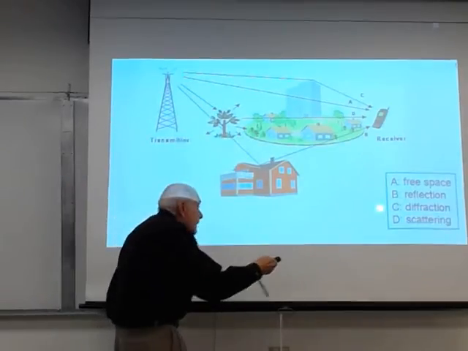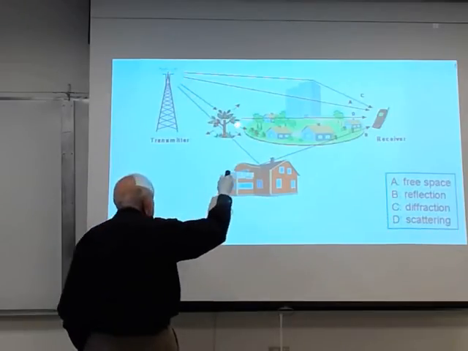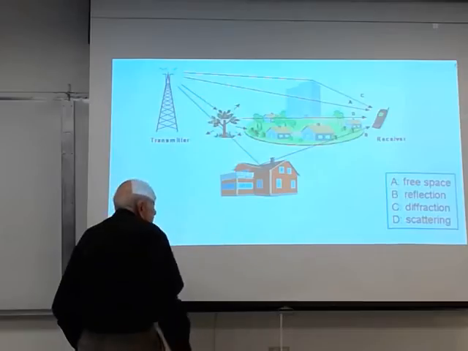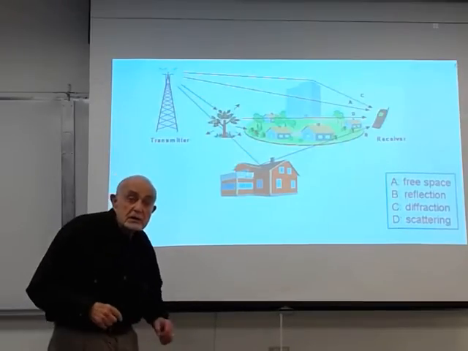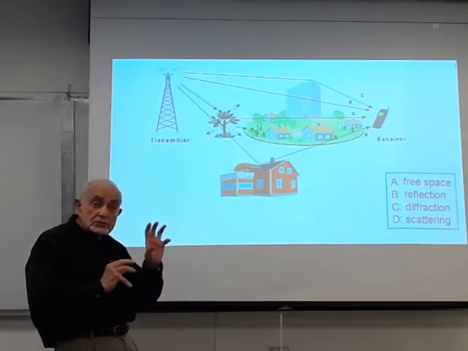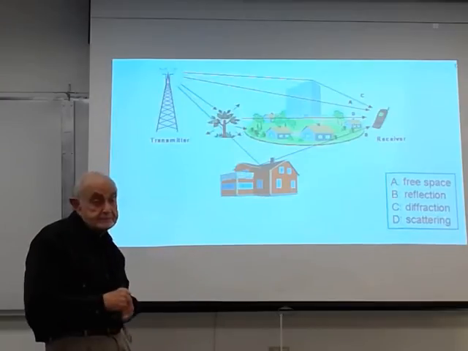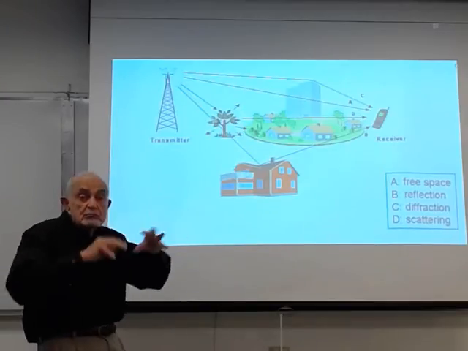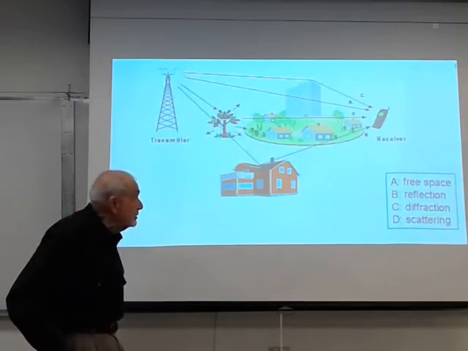And then let's jump to number D, scattering, because scattering, see this tree-like device, is much like reflections, but the dimension of the surface is closer to a wavelength or smaller than a wavelength, and what you get then is just reflections in multiple directions, and the name given to that is scattering, scattered reflections.